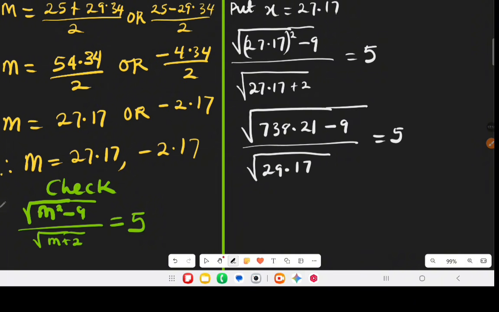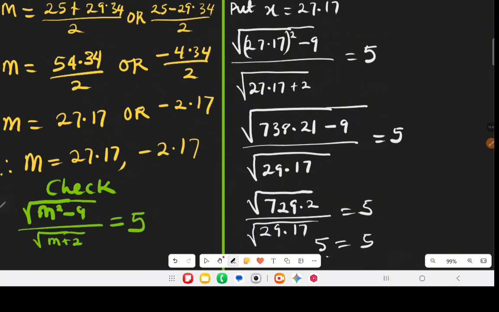Let's check. When we subtract 9 from 738.21, we have 729.21 all over 29.17, all under the root, equals 5. Then if we divide and find the square root, we have 5 equals 5. It is correct.